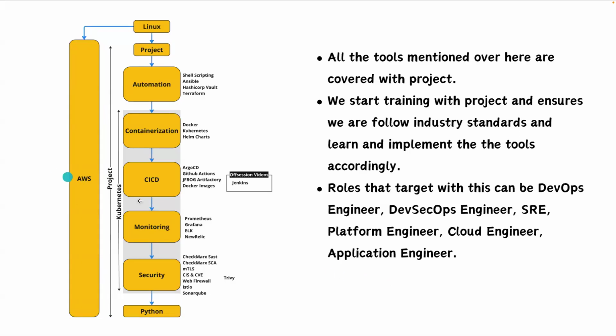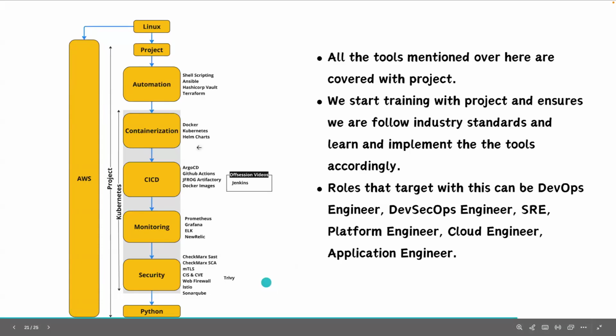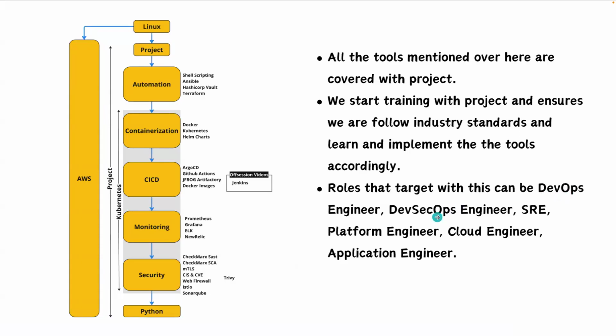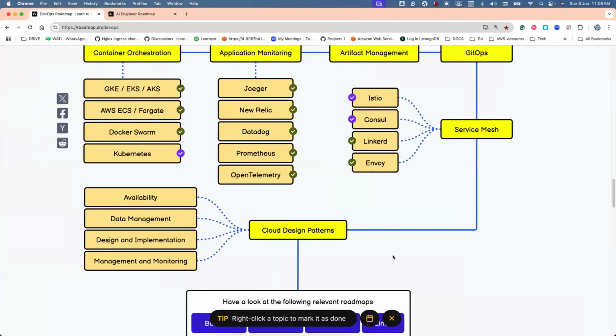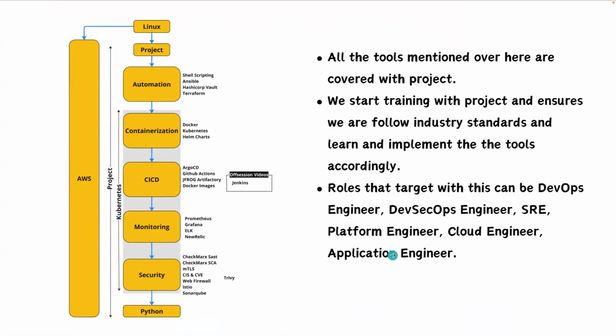So this is how we are having our content. With this particular content, the roles you are going to target: either you can become a DevOps engineer, DevSecOps engineer, site reliability engineer, a platform engineer, a cloud engineer, application engineer, any of the engineering roles you can target, generalizing. Okay, that's right. Okay. So taking it from roadmap.sh, we cherry picked from there and constructed the things here.